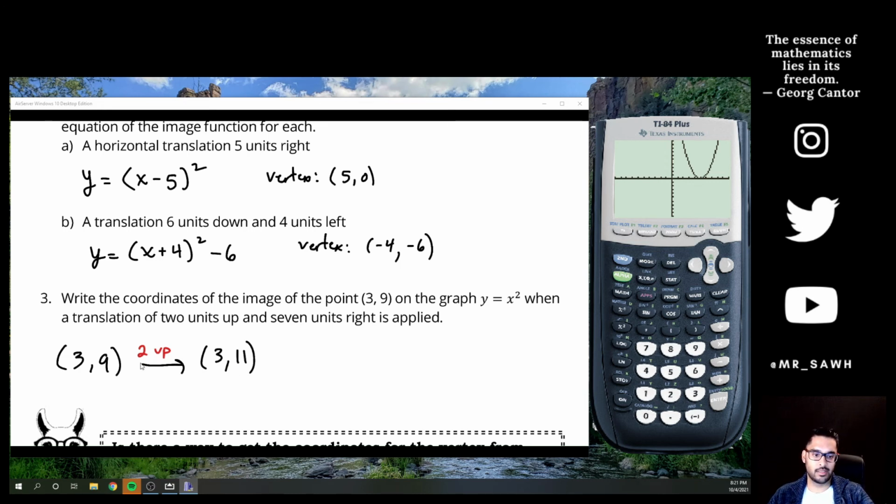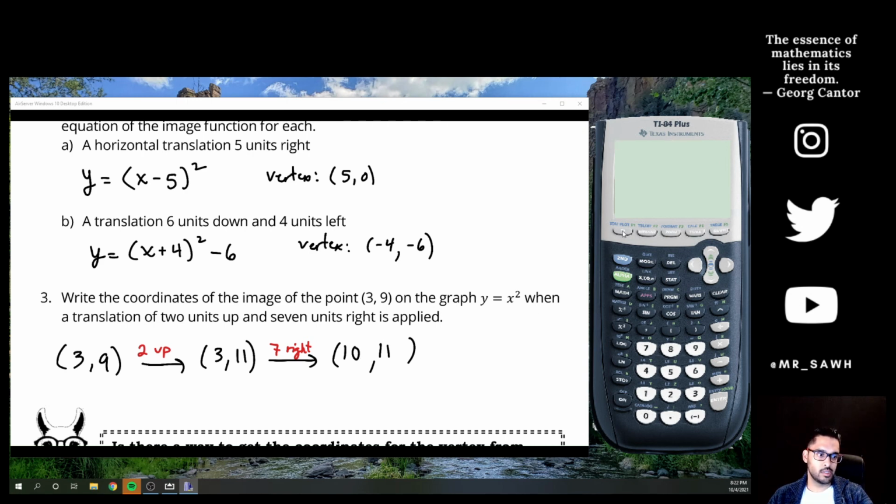Right, so there I've applied my 2 units up in this, right? I've got that transformation applied to it, and then we'll apply the other one, 7 right. So if I'm going right, I know my y value is not changing, so it stays at 11, but 7 to the right of wherever 3 is, well, that's 10 now, right? 7 units to the right of 3 takes you to an x value of 10. So I know now that point is going to be on my transformed graph.